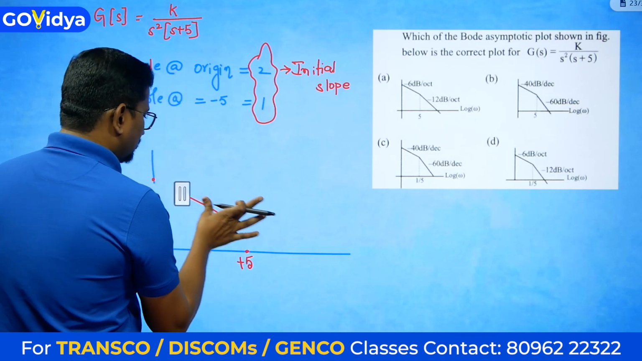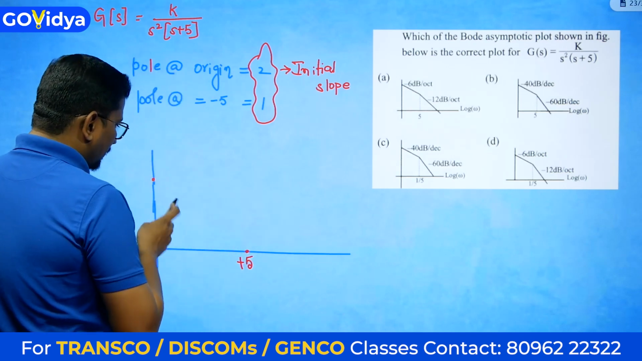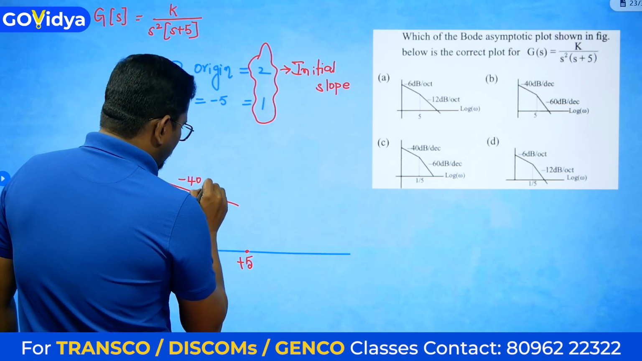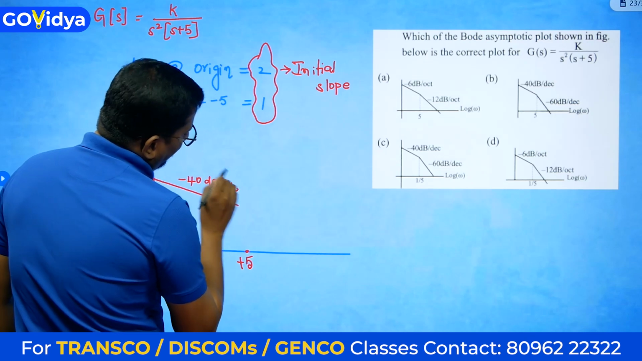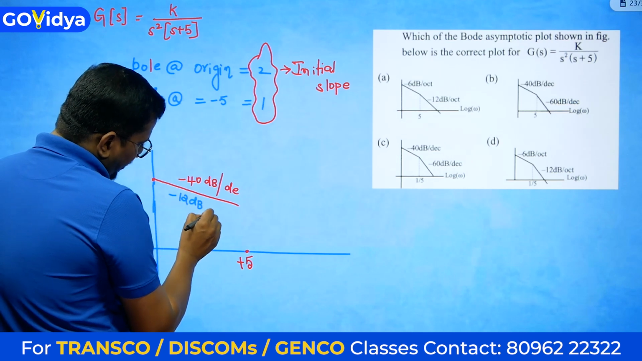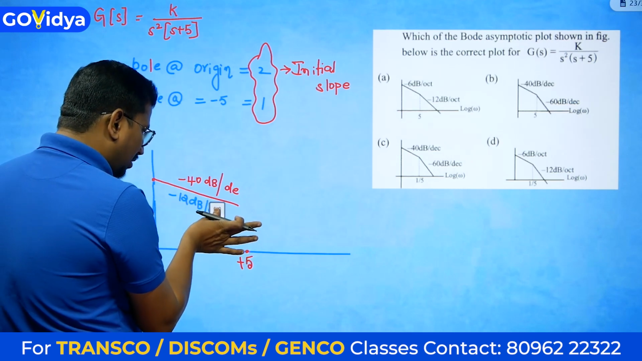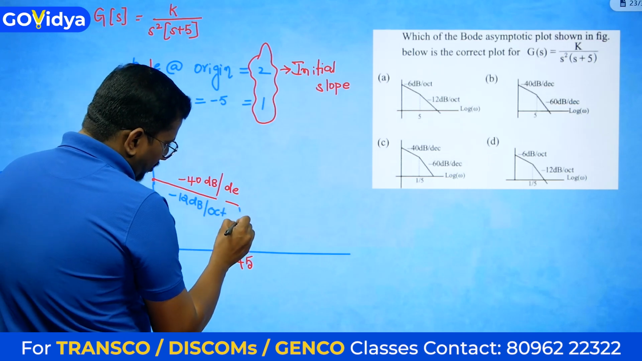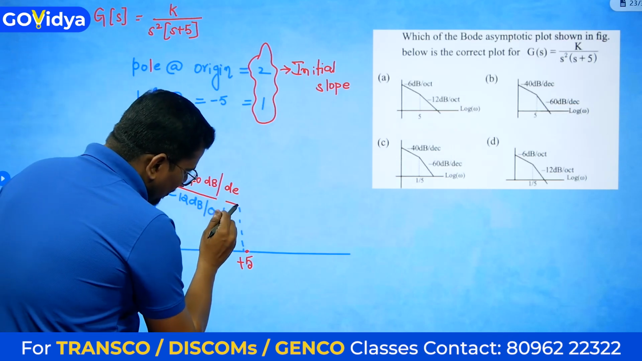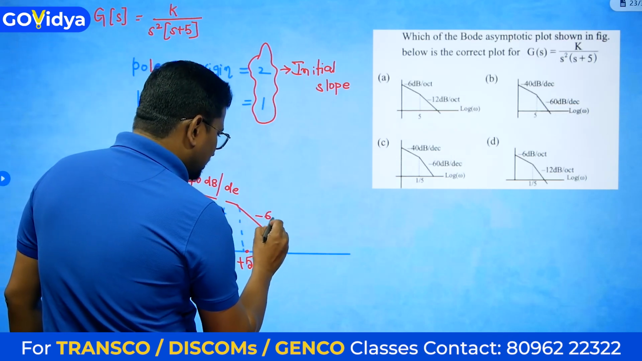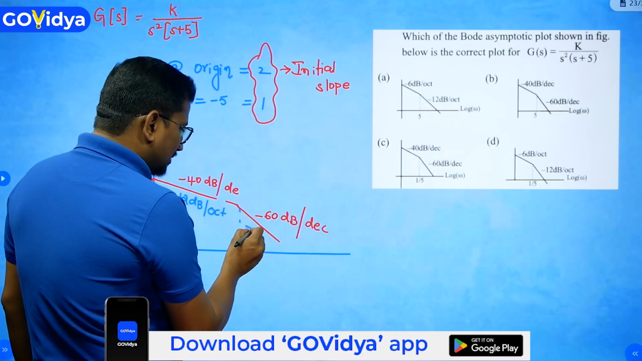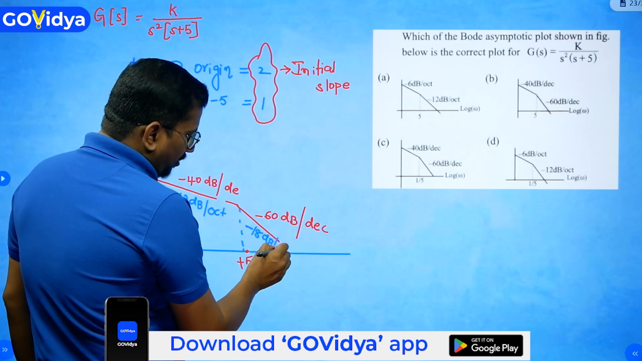Minus 40 dB per decade. Or we can also write minus 12 dB per octave. Both are correct. Now, at this corner frequency, you are adding one more pole. One more pole means the resultant will be further steep, which is nothing but minus 60 dB per decade, or we can say minus 18 dB per octave.